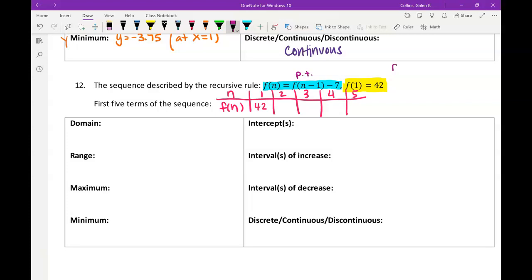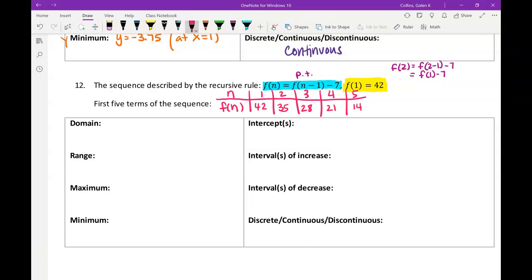So if I'm finding f of 2, I'm using what I highlighted in blue here. I'm going to start with f of 2 minus 1 and subtract 7. Well, that's the same as just looking at f of 1 and subtracting 7. So since f of 1 is 42, 42 minus 7 is 35. So I could just fill out this table by continuing to subtract 7. So I get 35, 28, 21, and 14.